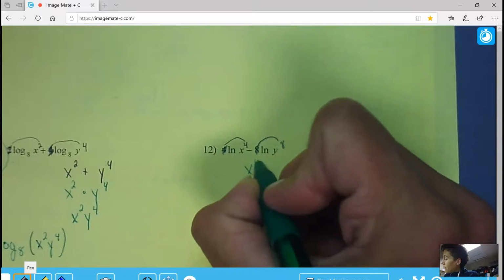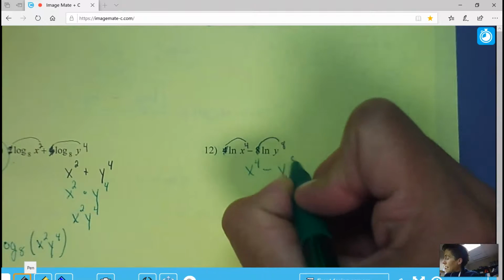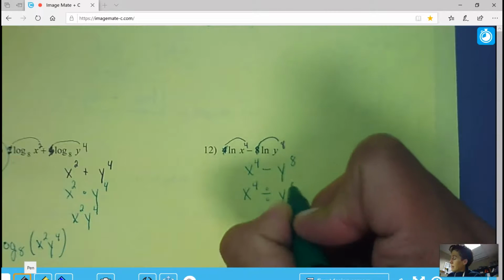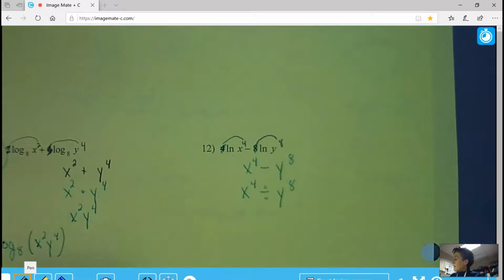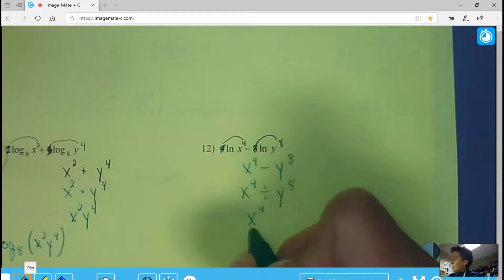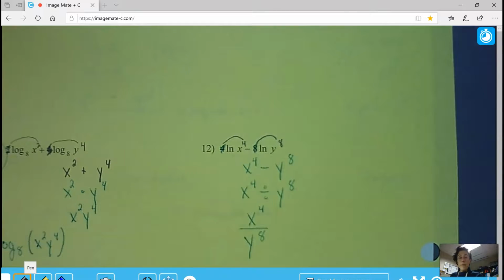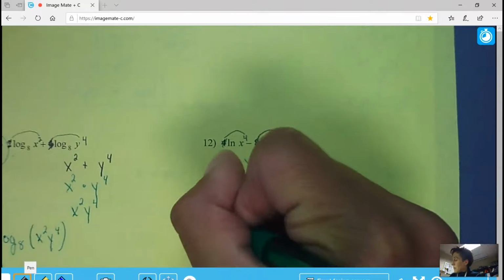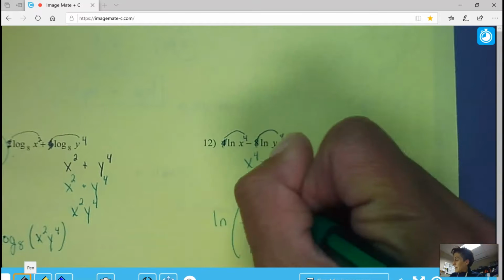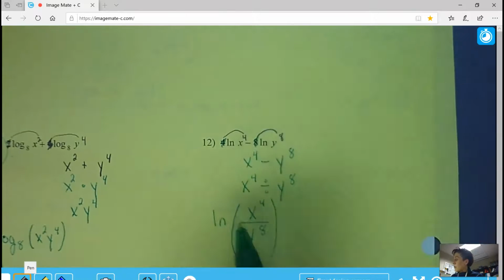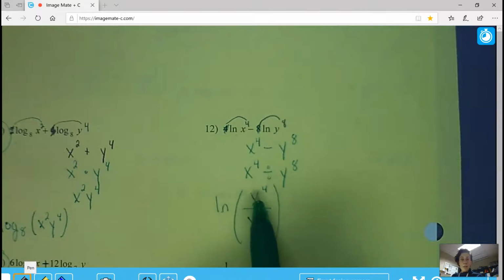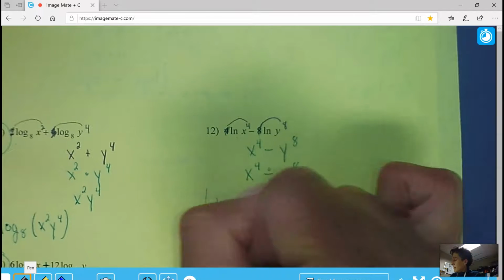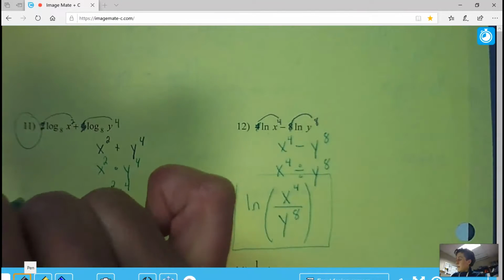I see x to the fourth minus y to the eighth, and that subtraction is going to turn into division, like that. And now, we typically don't see it with the division sign, we see it as a fraction bar. And that ln, that natural log that I've ignored, I'm just going to put it back in the front. And again, if you want to put this in parentheses, you can. You don't need to. But what you won't do is put an ln with the top and with the bottom. There's just one ln kind of off to the side. So this one's done, just like this one was done.